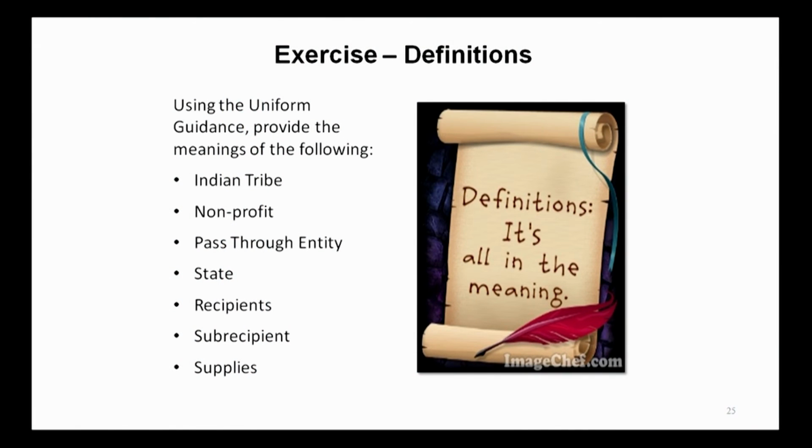And then state. Yes. If you look at 200.90, state is defined as any state of the United States, including the District of Columbia, the Commonwealth of Puerto Rico, U.S. Virgin Islands, Guam, American Samoa, the Commonwealth of Northern Mariana Islands, and any agency or instrumentality thereof, exclusive of local governments. Isn't that interesting? You know, I always thought we had 50 states. Who would have known without reading the uniform guidance?